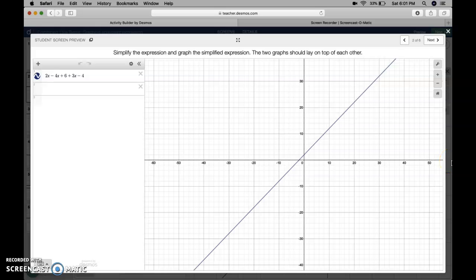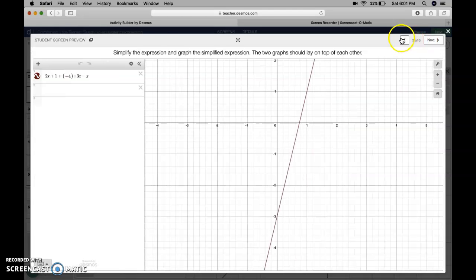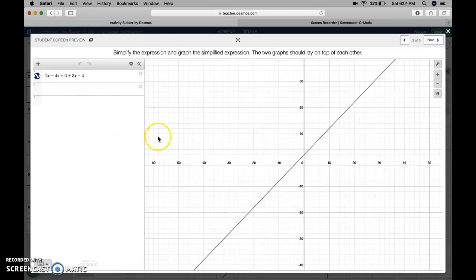In this Desmos activity, you are going to see a series of screens where you're going to have a graph and an expression, an algebraic expression. So you're going to have 6 of these, okay? And I'm going to show you how I want you to do this with the first screen.